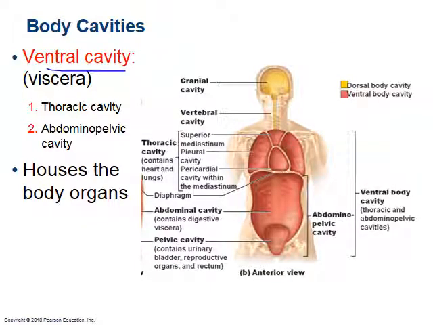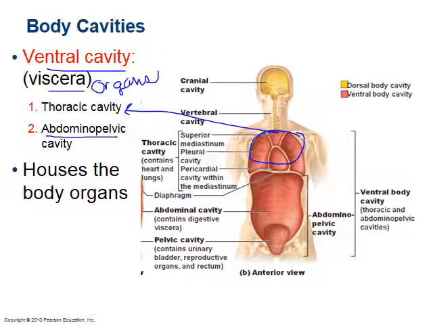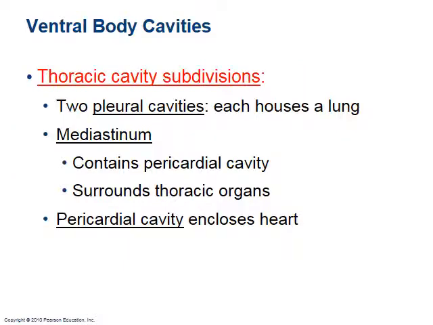The ventral cavity houses your viscera, and viscera are basically organs. So the term viscera means organ. Your ventral cavity houses your viscera. All of this is your thoracic cavity. Thoracic cavity is where you have your chest. Your abdominal pelvic is just what it says it is, abdominal and pelvic. So your abdominal pelvic is all of this area. We can break these down even farther into smaller subcomponents, if you will. So let's go to the next slide.